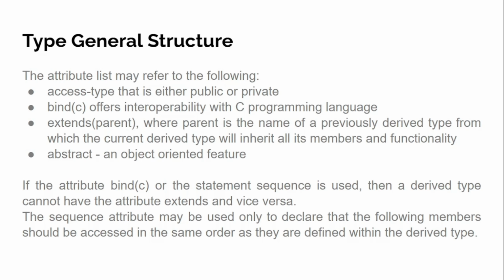If the attribute bind(C), or the statement sequence is used, then a derived type cannot have the attribute extends and vice versa. The sequence attribute may be used only to declare that the following members should be accessed in the same order as they are defined within the derived type.